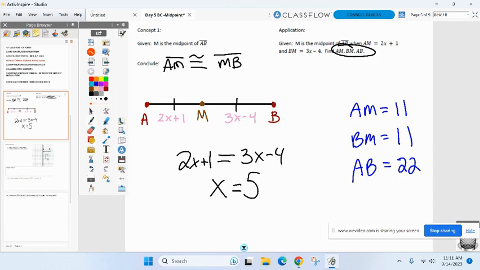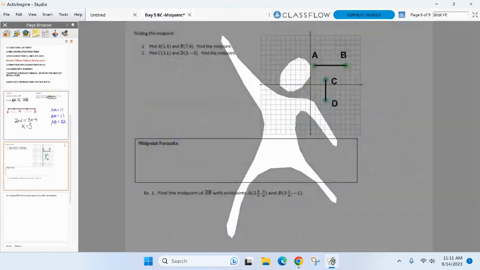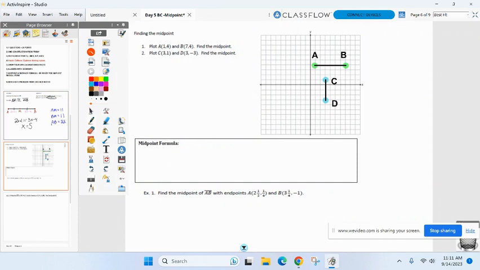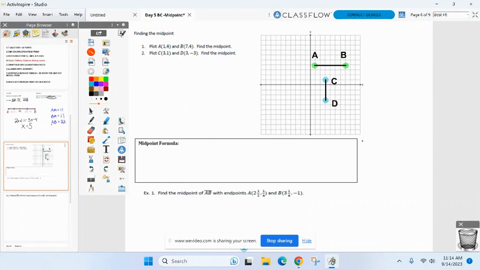So what I want to do now is distance from yesterday. We did it on a graph. Let's do midpoint on a graph now. Are you ready? Line segment AB, and see if you can find the midpoint. The point that splits it into two congruent segments.